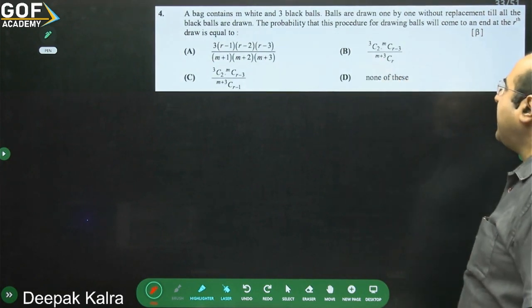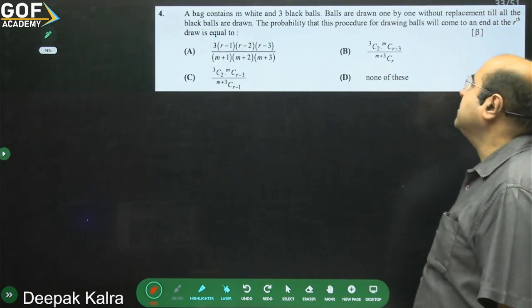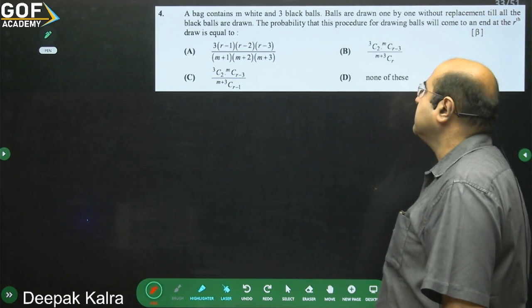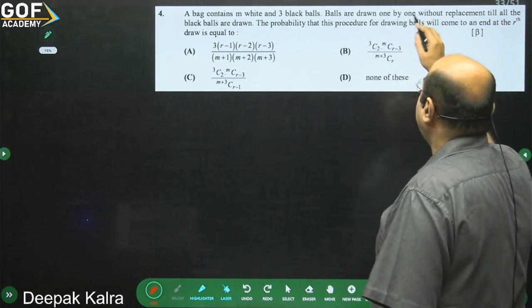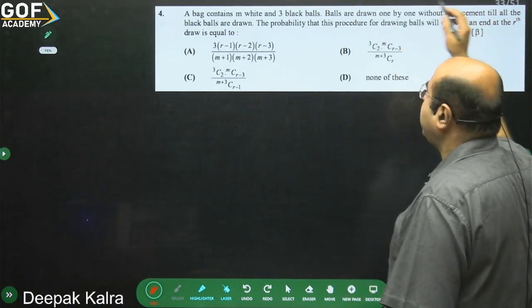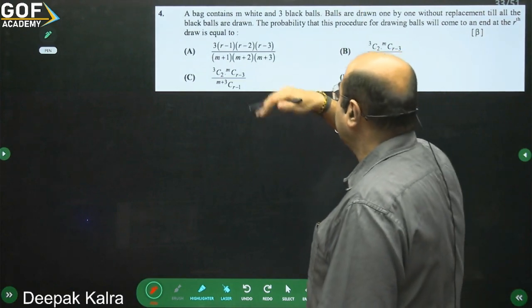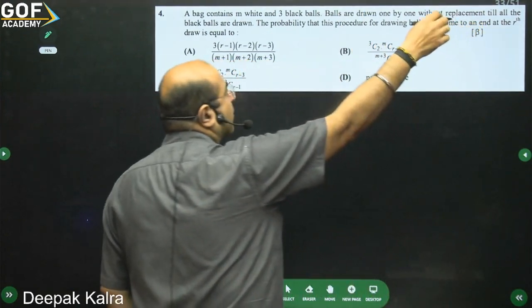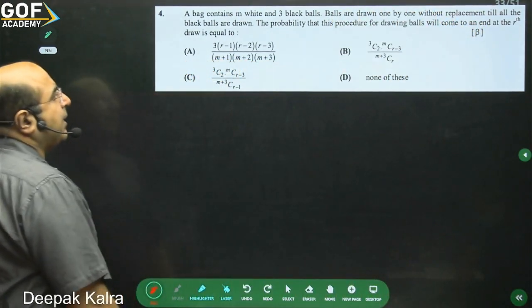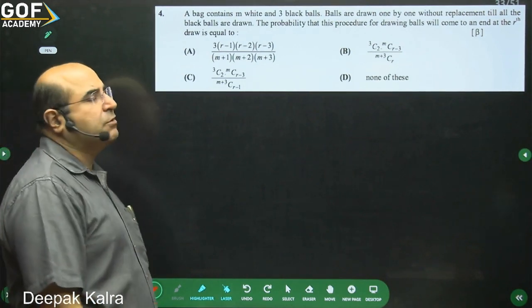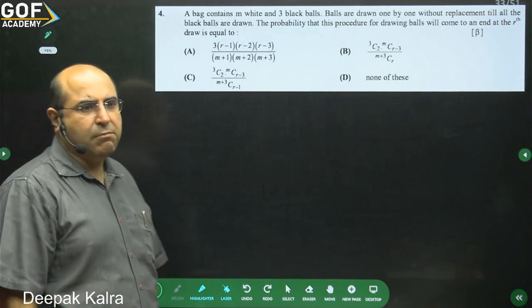Now, a bag contains M white and 3 black balls. Balls are drawn one by one without replacement till a black ball is drawn. The probability that this procedure of drawing balls will come to an end at the rth draw is equal to. I think that you understand.